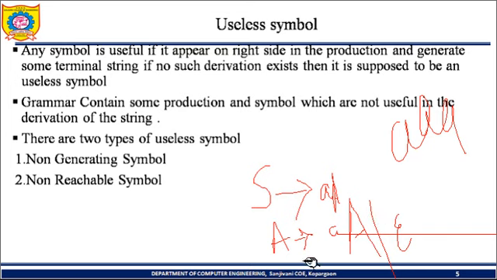But suppose we have a production like B tends to capital C. This production is not useful because it is not possible to generate any kind of string, because these two are variables. So these symbols are called useless symbols. A grammar may contain some productions and symbols which are not useful, for example here B tends to C. There are two types of useless symbols: one is non-generating and the second is non-reachable.